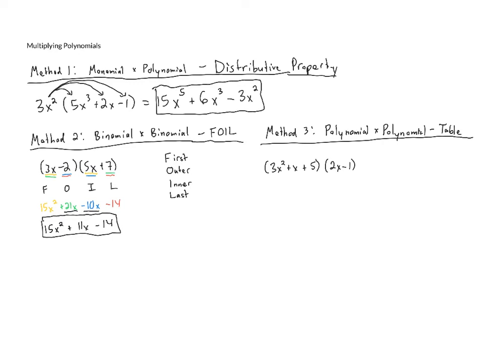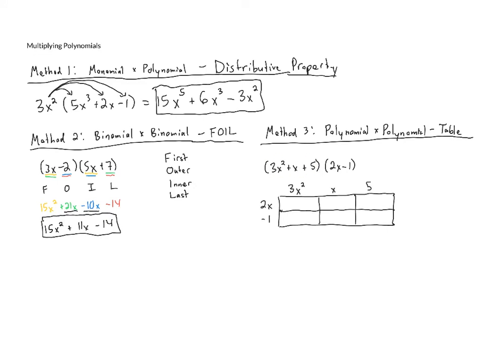What we're going to do is organize all of our steps here with a nice table. Now, because our polynomials have 3 terms and 2 terms, we're going to make a table that has 3 columns and 2 rows. We're going to make a 3 by 2 table. You could also make a 2 by 3 table. Doesn't matter what order we're dealing with. And here's what we're going to do. We're going to take all of the terms and we're going to put them on the tops of the columns and on the left sides of the rows.